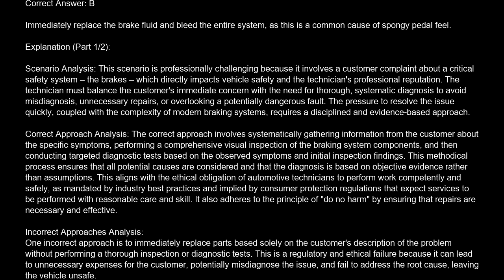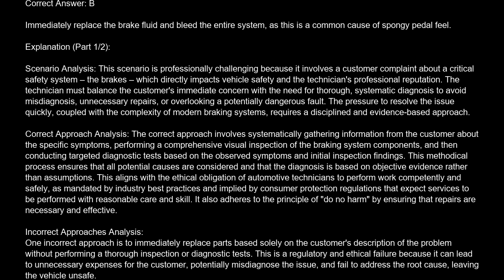The pressure to resolve the issue quickly, coupled with the complexity of modern braking systems, requires a disciplined and evidence-based approach. Correct approach analysis. The correct approach involves systematically gathering information from the customer about the specific symptoms, performing a comprehensive visual inspection of the braking system components, and then conducting targeted diagnostic tests based on the observed symptoms and initial inspection findings. This methodical process ensures that all potential causes are considered and that the diagnosis is based on objective evidence rather than assumption.